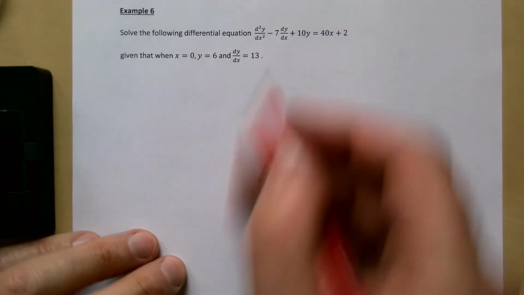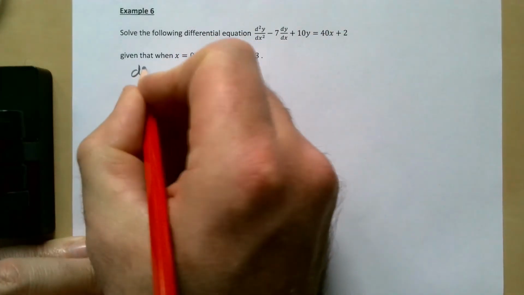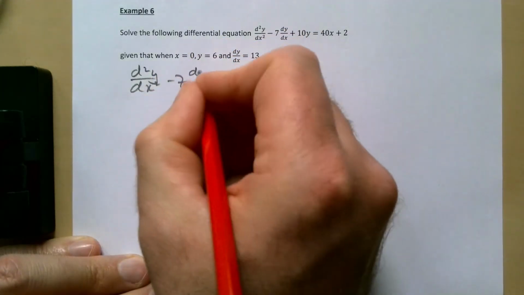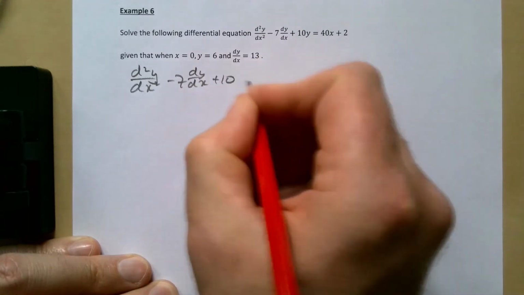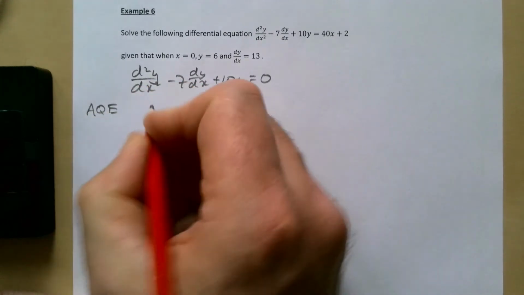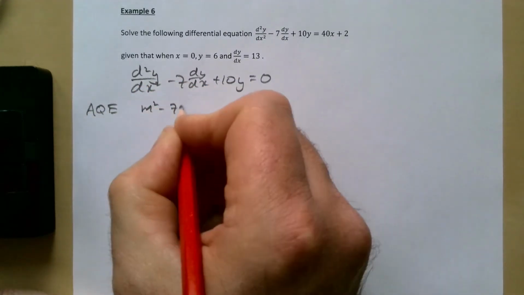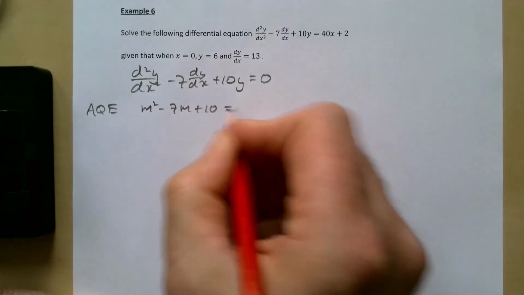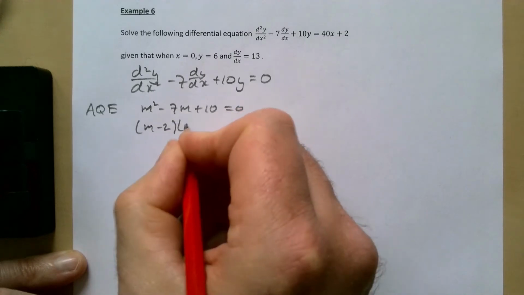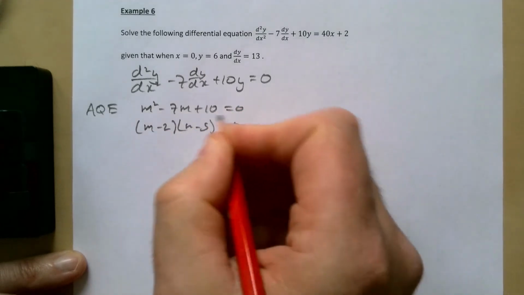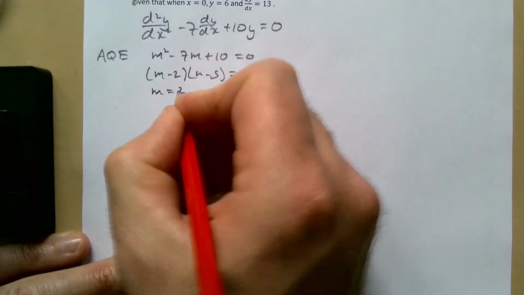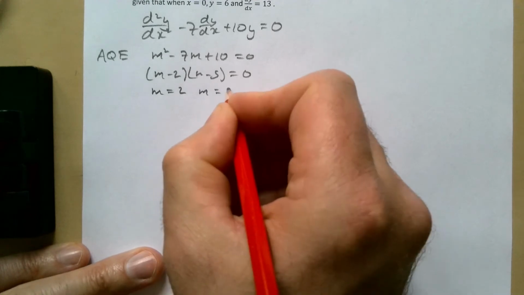So first of all, we need to let this equal 0. So we're going to go d2y by dx squared minus 7 dy by dx plus 10y equals 0, and then find our AQE. So our AQE is of course m squared minus 7m plus 10 equals 0, and that factorizes nicely for us, giving us m minus 2 times m minus 5. So we have two real solutions. So we have m is 2 and m equals 5.